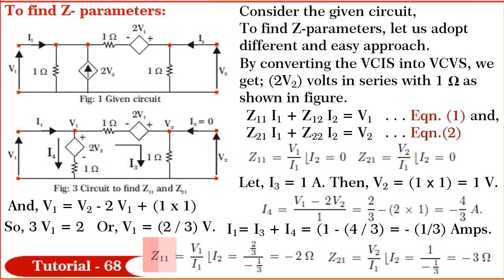Hence, Z11 is equal to V1 divided by I1 when I2 is equal to 0. So, by substituting the values, we get Z11 is equal to minus 2 ohm. Similarly, Z21 is equal to V2 divided by I1 when I2 is equal to 0. By substituting the values, we get Z21 is equal to minus 3 ohm.